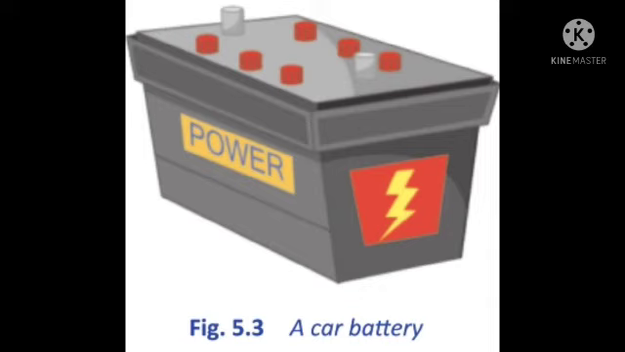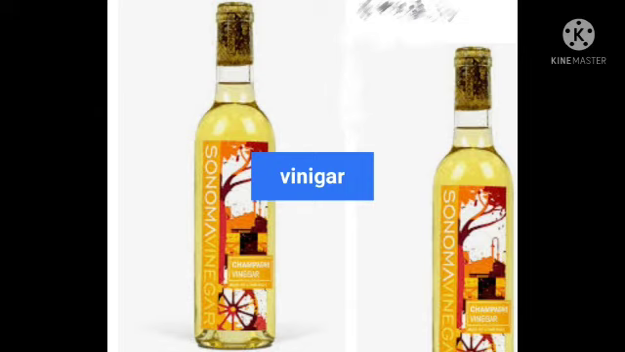Next, acetic acid. What's the chemical formula for acetic acid? CH3COOH. Acetic acid is the main ingredient of vinegar. Vinegar is used to enhance the flavor of food and as a preservative in pickles. It is also used as a cleansing agent in products meant for cleaning windows, floors, utensils, etc. It also helps to remove stains on woodwork such as furniture and carpets.